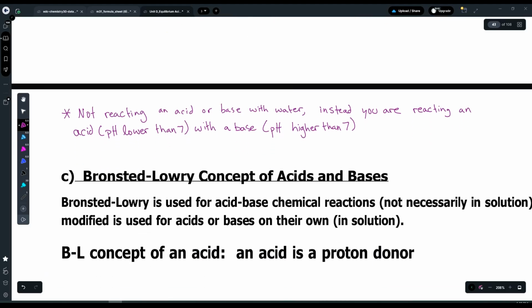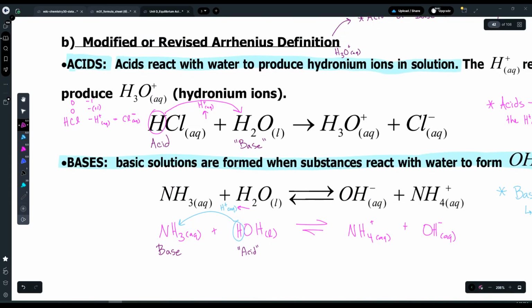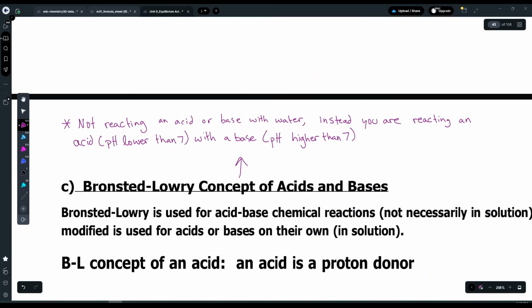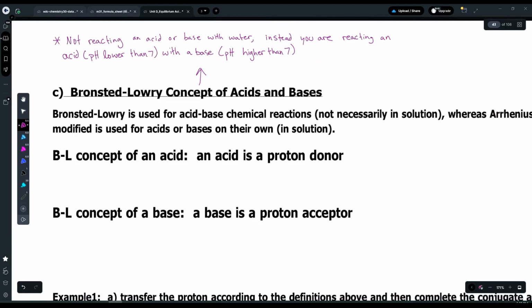Okay, so again, for Bronsted-Lowry acids and bases, typically with these types of reactions, you're not reacting an acid or a base with water, because if you did, that would be modified Arrhenius. Instead, what we're doing for Bronsted-Lowry reactions is we're reacting something with a pH lower than 7 with a substance that has a pH higher than 7.